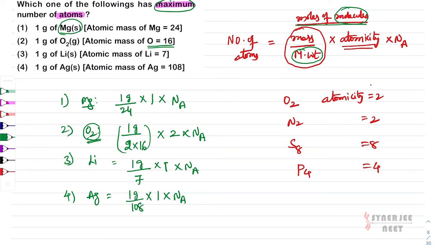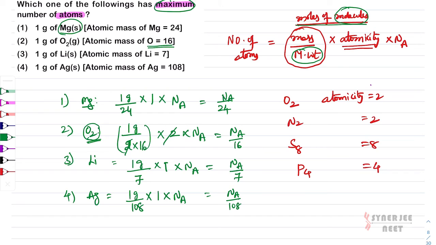So if you look at all these things, the numerator is 1 in the first case, so it is 1 by Na by 24, I can write this one. And here if you cancel 2, you can write it as Na by 16. And here you can write it as Na by 7. And here Na by 108.